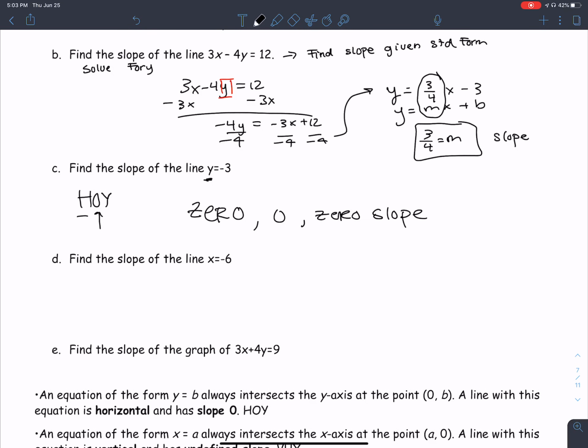Now if we have x equals, okay, that's a vux. It's a vertical line. It has an undefined slope because it has an x equation. So we would just say this has an undefined slope.